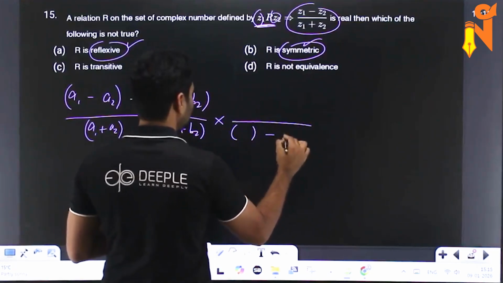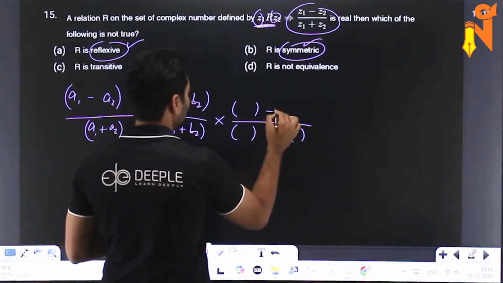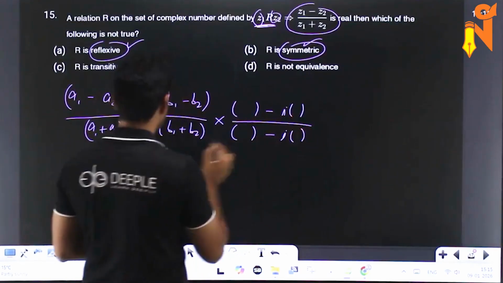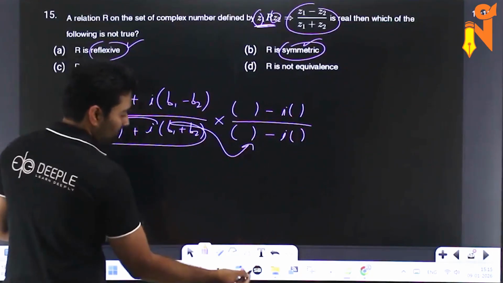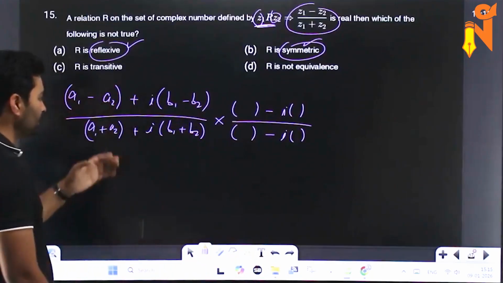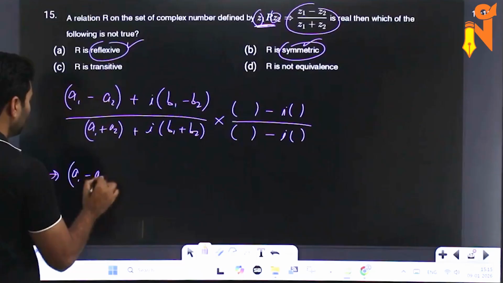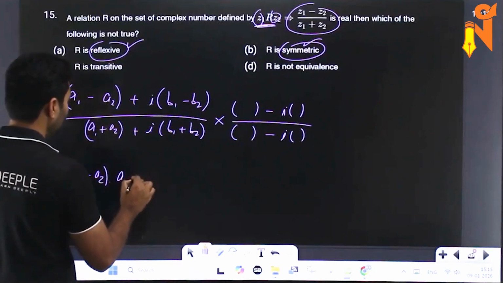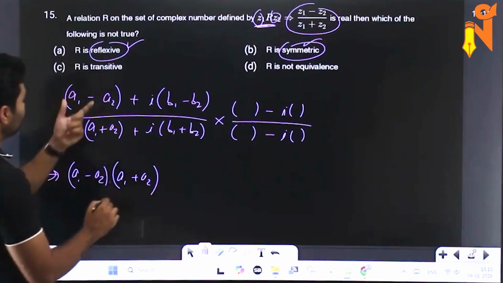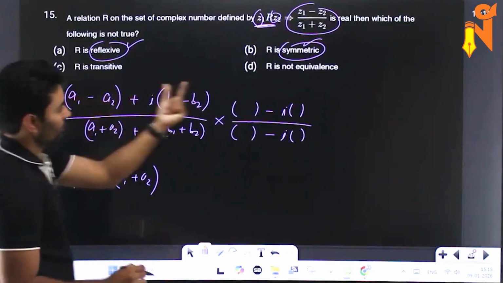So this minus this, and this minus this, which one? This one is here. This is how we rationalize, right? So you will get a1 minus a2 into a1 plus a2 when you are multiplying this part with this.